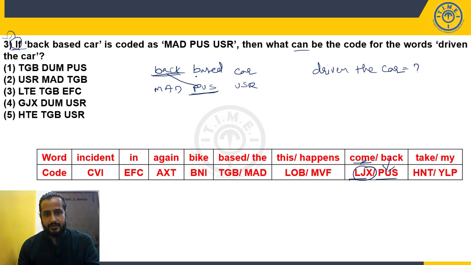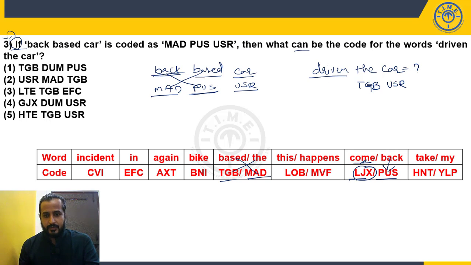Fine. Next, based. What is the code for based? TGB or MAD? What is available? MAD. So when based is MAD, D will automatically be TGB. So the code for D is TGB. Okay, no issue. So the remaining car will be USR. Car will be USR.